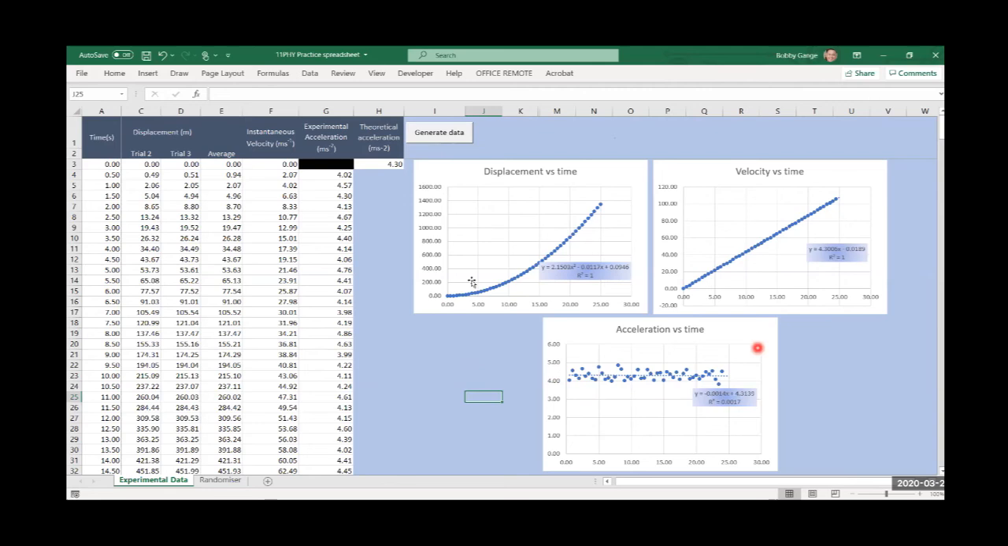So if I was to compare my theoretical acceleration with my graphical acceleration, or my experimental acceleration, I can work out an error between them. How do you work out the error? Experimental minus theoretical over theoretical.